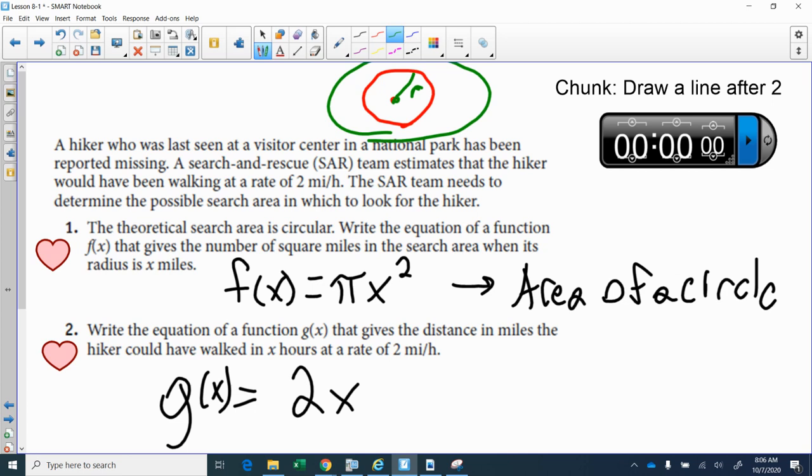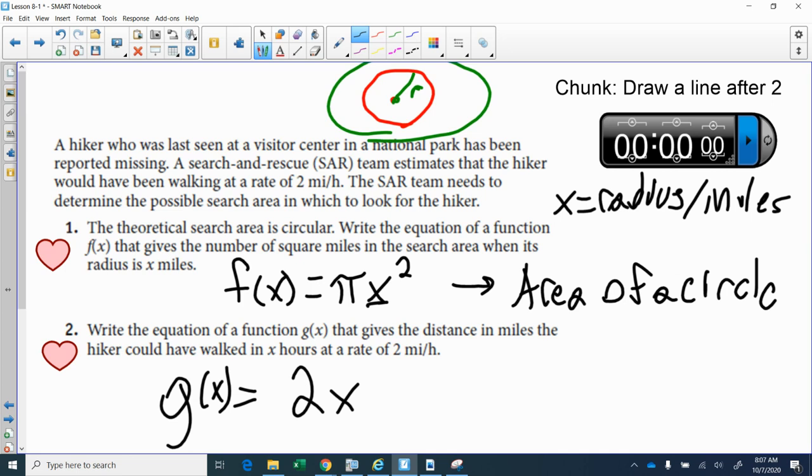So what we're going to do is build two equations, as you can see below. The first one is the theoretical search area of a circle, which I've done right here. f of x equals pi x squared, which, if you think about the area of a circle, is just pi r squared, correct? So in the first equation, we're building the area of a circle, where x is going to be your actual radius. Now, the radius is also going to be in miles, which is going to be an important idea here.